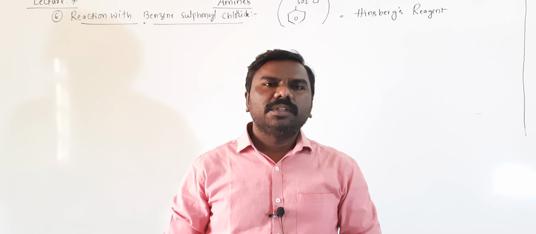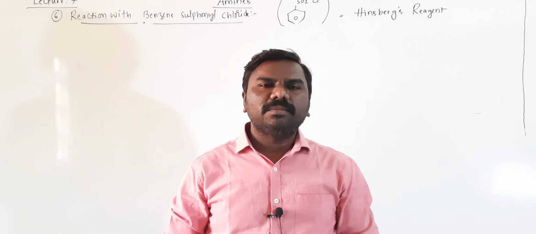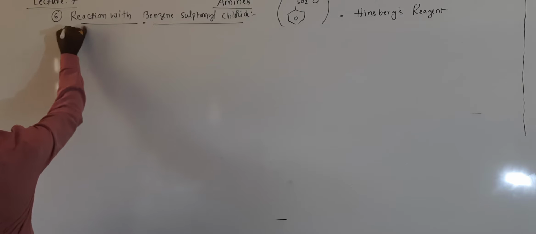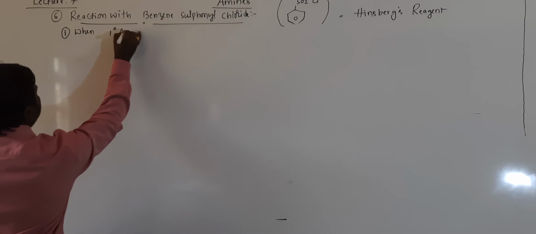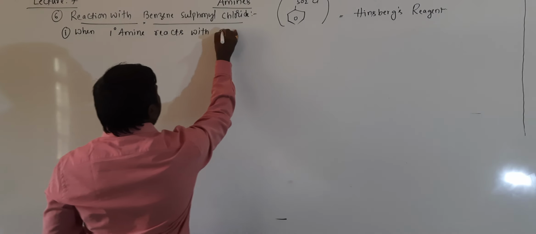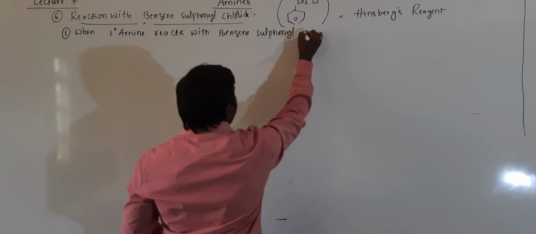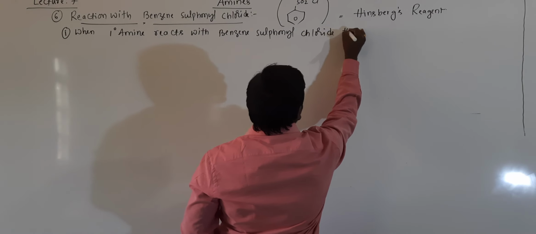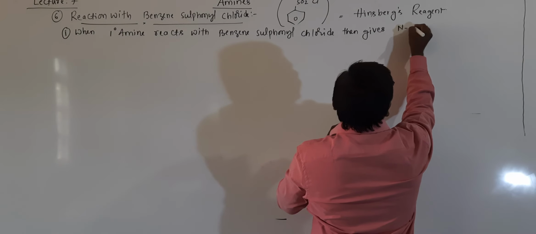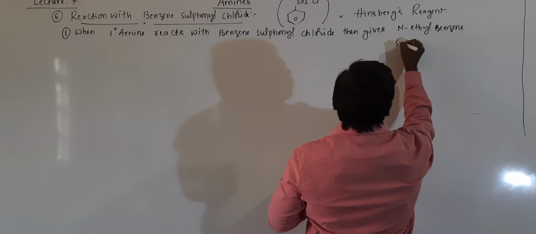Now, first of all, when primary amines react with Hinsberg reagent, it forms sulfonamides, right? When a primary amine reacts with benzene sulfonyl chloride, then it gives N-ethyl benzene sulfonamide.